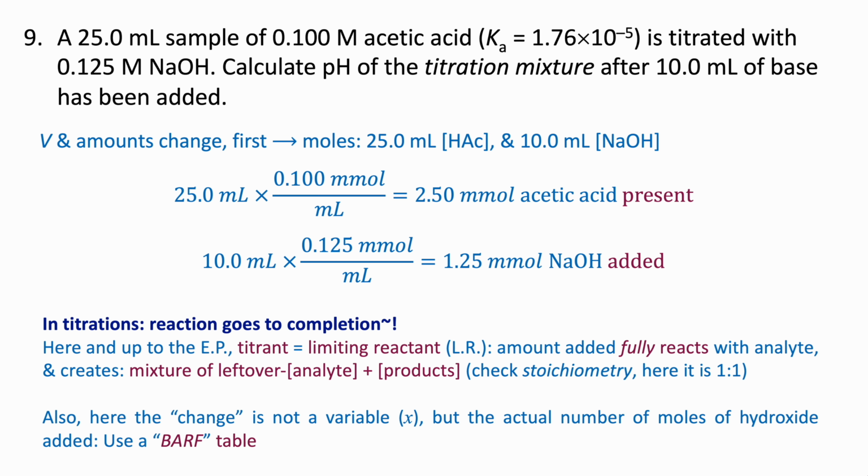Now, how do I go about setting up this problem with the calculations? Well, a rice table is not necessarily good in this case, because the row for change in the rice table is a variable. In this case, it is not. It's the actual number of moles of the titrant that I added. Here, we're going to use something that I call a BARF table. That's sort of a silly name, but hopefully, because it's silly, it gets stuck in your head and it's easier for you to remember.